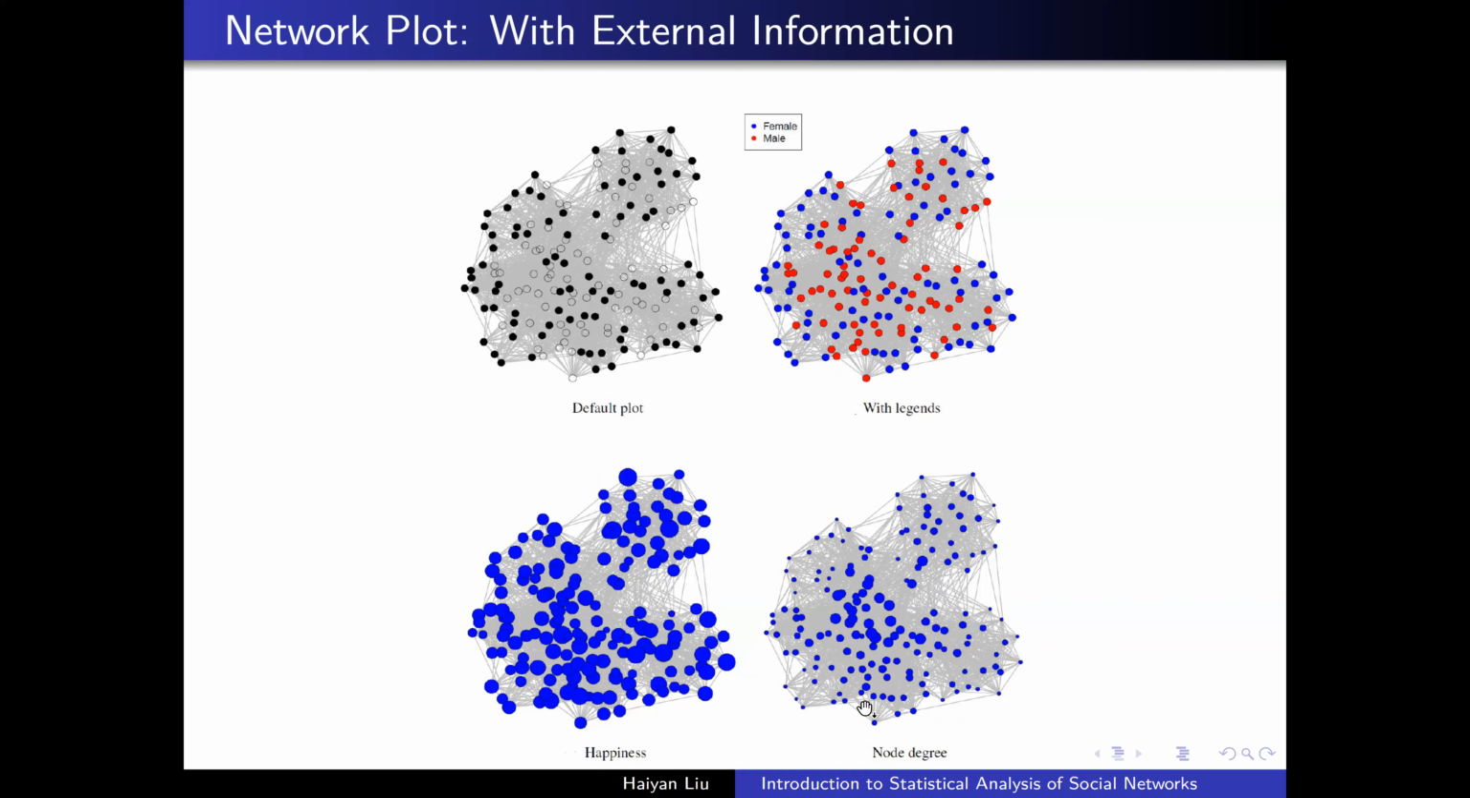Now, the size of the bubble could also reflect the node degree. It basically reflects how many connections a bubble has. So the larger the bubble, the more connections. Therefore, to make your network plot more informative, we need to have a well-designed plan.